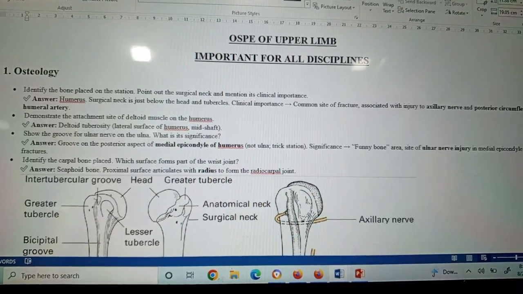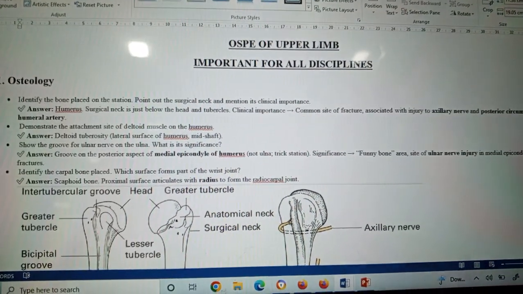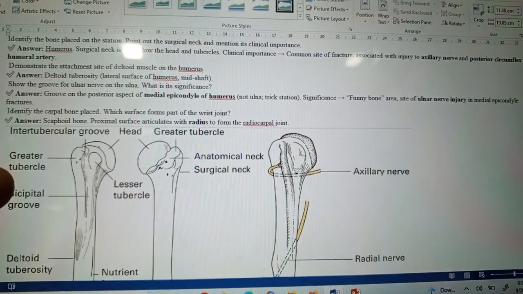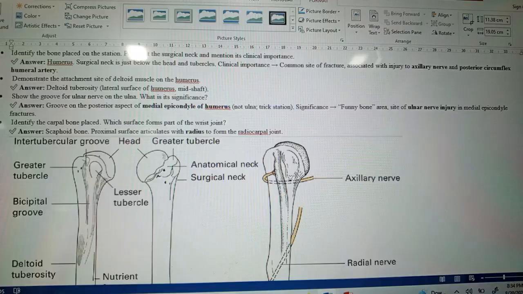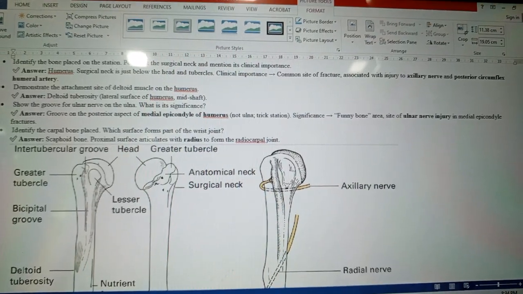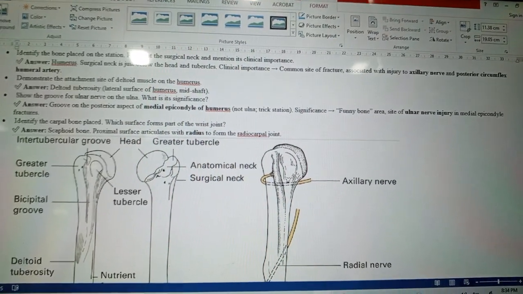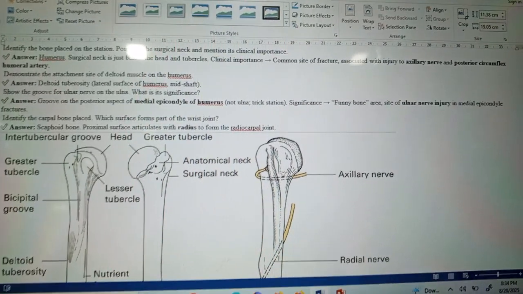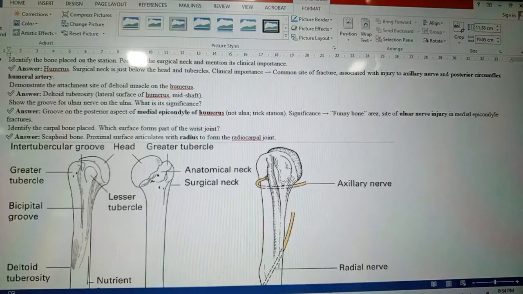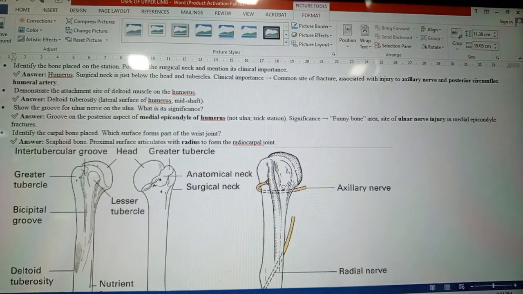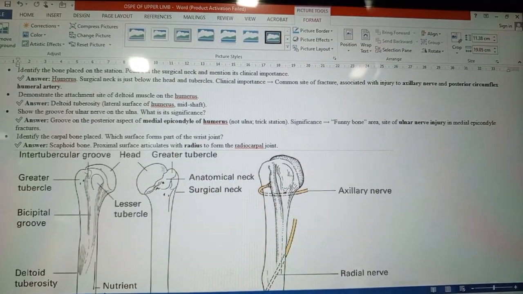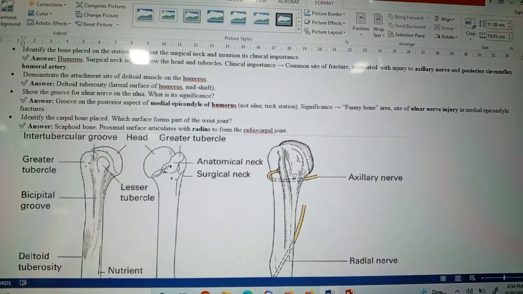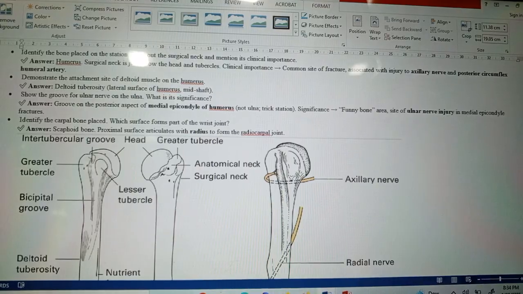Now, you very well know that the groove for the ulnar nerve is on the posterior aspect of the medial epicondyle of the humerus, not present on the ulna. This is the tricky station. The facilitator can trick you to see your knowledge, whether you are confused or not. So please do not get confused and be confident in your answer. The medial epicondyle is also known as the funny bone, a site of ulnar nerve injury in medial epicondyle fractures.